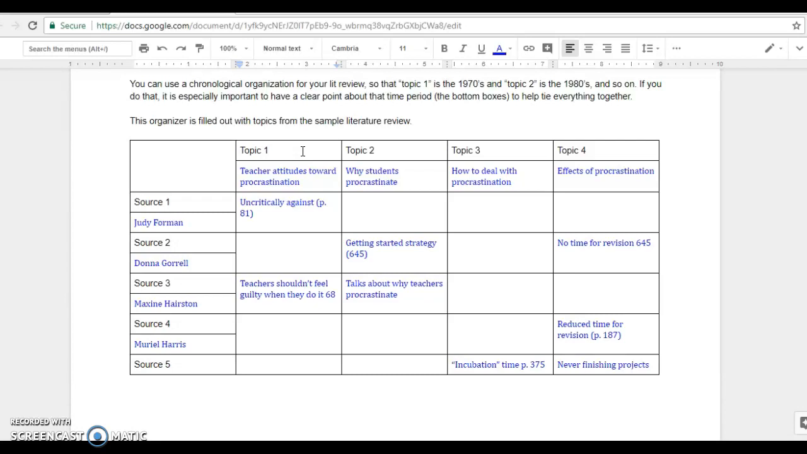And I've got information here. I know exactly where to go back to my articles if I need to find information to cite, and it's all basically sorted out for me. So this is very helpful to a lot of students. This is a Lit Review Organizer, and you can download a blank one right off of Canvas. Thanks very much.